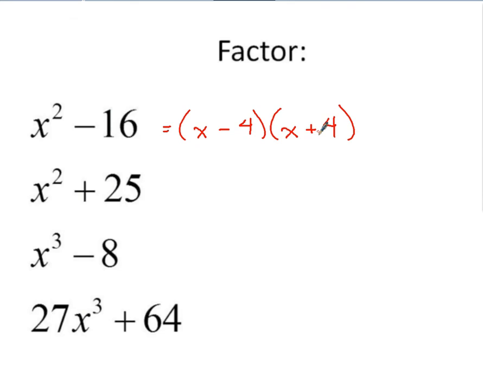Now for the second one, we've got a sum here. And we've got a sum of two terms that are, again, perfect squares. There is no such thing as a sum of two squares as a factorization. So this guy, we cannot factor. This guy is prime.